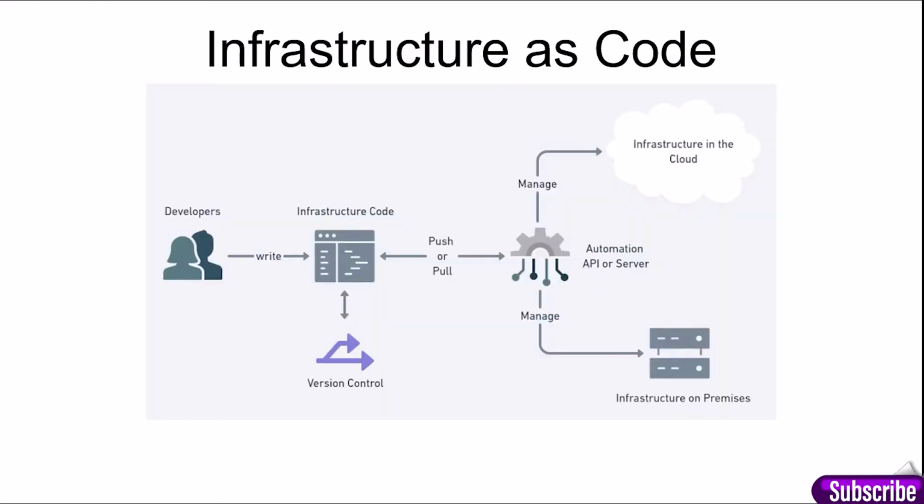Now, when we say infrastructure as code, it means someone has to write the code. So either developers or the DevOps team write the code and then push it to the API or automation server, from where it manages the infrastructure which is available in the cloud or at any server center.